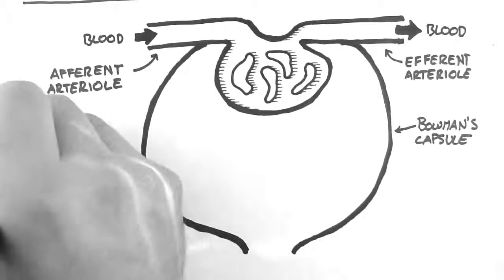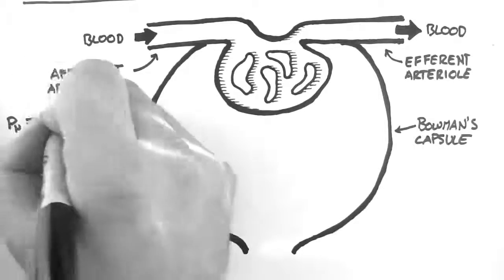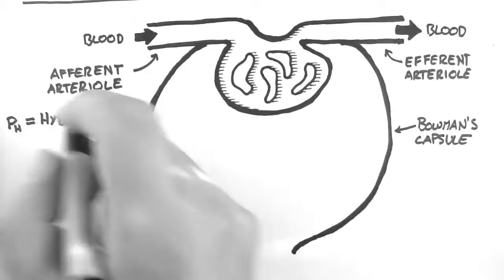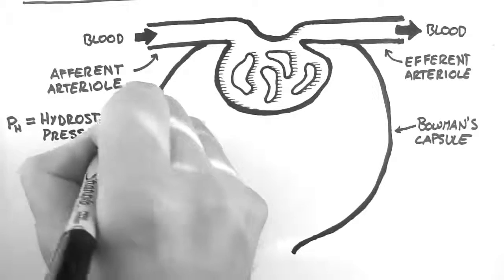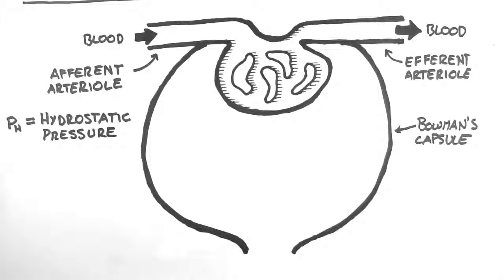There are two types of forces at work here. The first is called hydrostatic pressure, which I'll write as a P with a small h. And this is a force that compels a fluid to move out of the vessel because it is contained within a vessel. To understand this, imagine a balloon with a small hole in it. As you blow up the balloon, there is more pressure within the balloon, and thus more air will move out of the small hole. The same is true for capillary hydrostatic pressure.